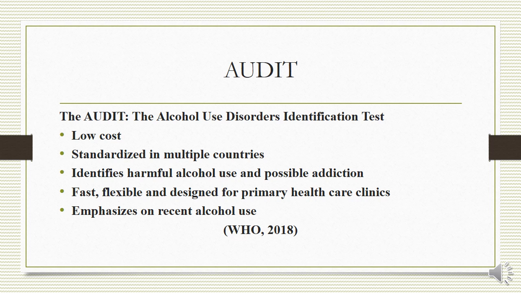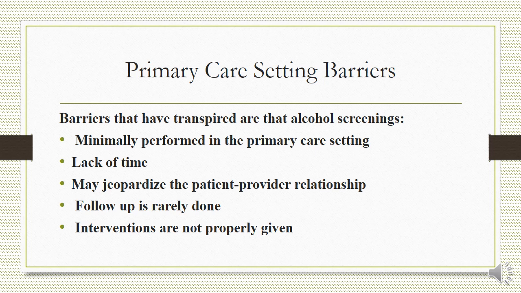The AUDIT is low cost. It is standard in multiple countries and in different languages. It identifies harmful alcohol use and possible addiction. It's fast, flexible, and designed for primary health care clinics. And what's most important is that its emphasis is on recent alcohol use, unlike other screening tools that focus on chronic use. Now, barriers in the primary care setting for providers to use this tool.